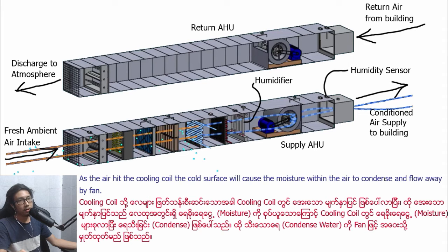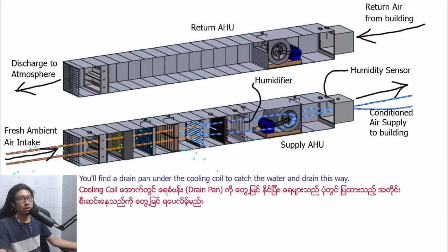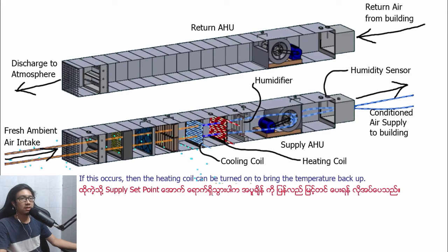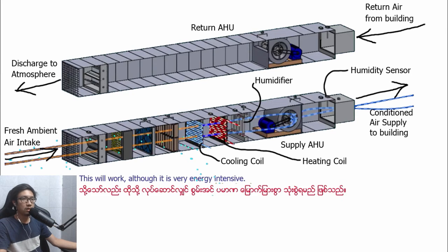As the air hits the cooling coil, the cold surface will cause the moisture within the air to condense and flow away by fan. You will find a drain pan under the cooling coil to catch the water and drain it away. The cooling coil can be used to further reduce the moisture content by removing more heat, but of course, this will decrease the air temperature below the supply set point. If this occurs, then the heating coil can be turned on to bring the temperature back up. This will work, although it is very energy intensive.